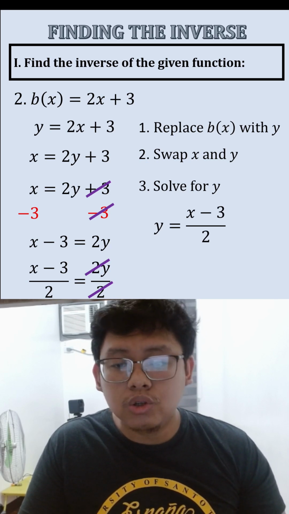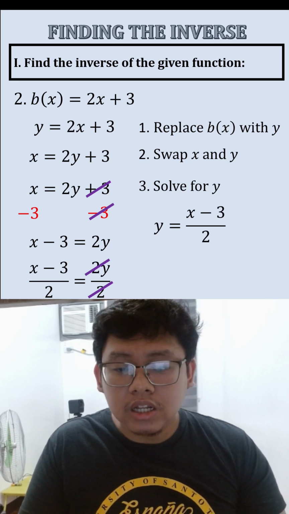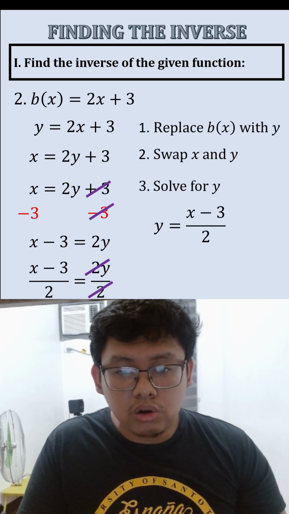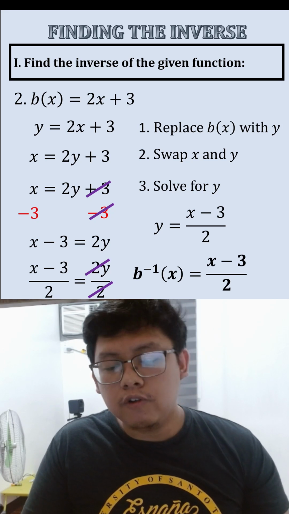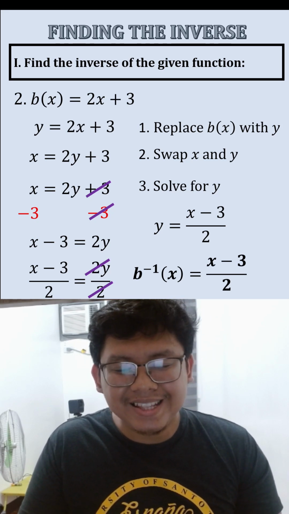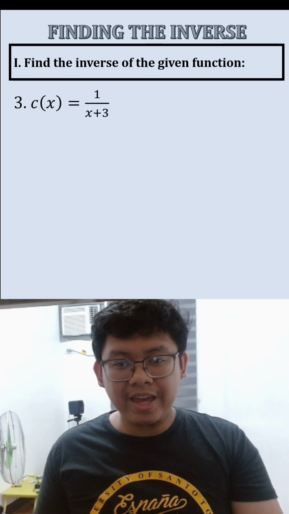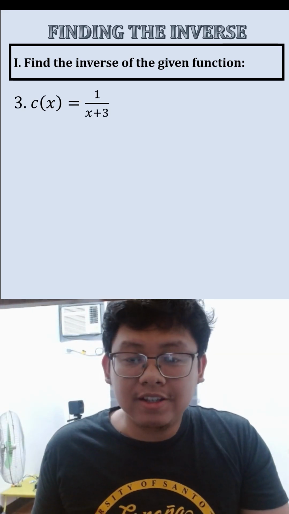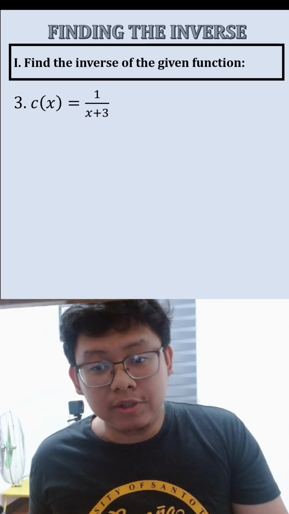Now, since y is already isolated, we can change the variable y to its inverse notation. So we have the inverse of b of x is equal to x minus 3 all over 2. And that's it. Ta-da! All right. Okay, let's have another item. Let's find the inverse function of c of x is equal to 1 over x plus 3.